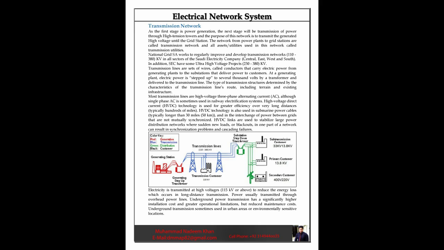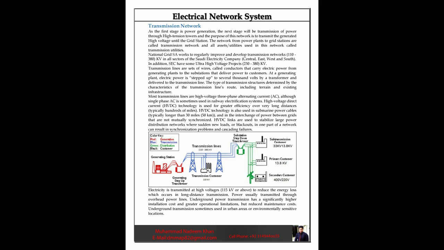HVDC technology is also used in submarine power cables, typically longer than 30 miles, 50 kilometers, and in the interchange of power between grids that are not mutually synchronized. HVDC links are used to stabilize large power distribution networks where sudden new loads, or blackouts, in one part of a network can result in synchronization problems and cascading failures.